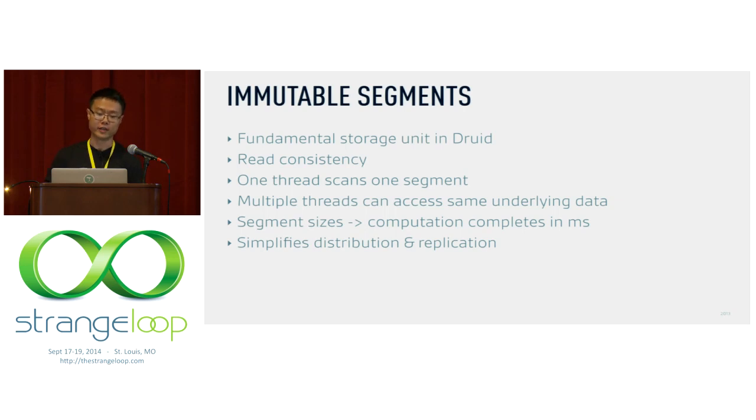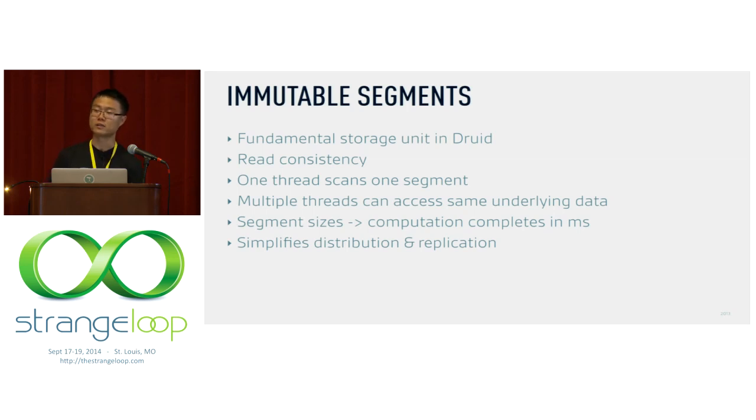Most of the data in Druid is immutable, and immutable data confers a lot of advantages. For one, you can get read consistency for free when you're dealing with immutable data. And Druid's parallelism model is such that you use one thread to scan one immutable segment. So if you want to do more concurrent reads, you can just add more cores, and you can get more reads that way. You can also have multiple threads scan the same underlying data. So really, Druid is a system that's really, really optimized for reads.